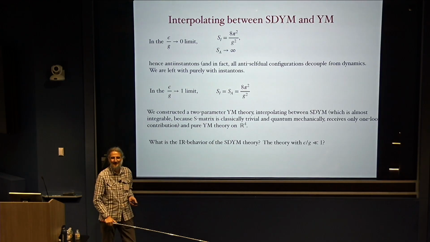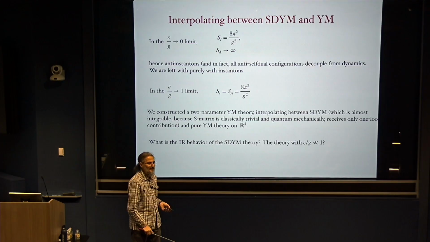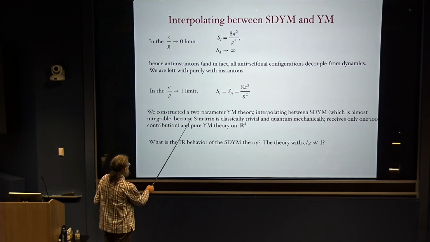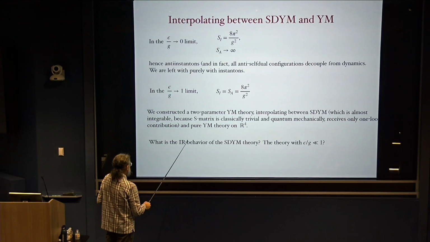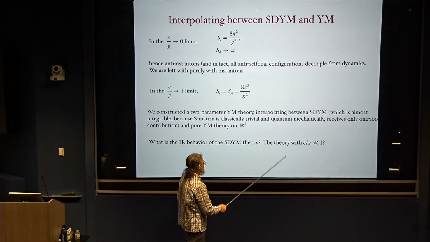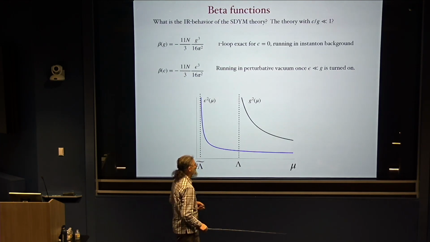And Bardeen claimed that this is related to some sort of anomaly. It's called integrability anomaly in the context of amplitudes. So it interpolates between this theory. You can ask, what is the IR behavior of this self-dual Yang-Mills theory? In particular, if you take epsilon over G to be much less than 1, we can maybe say something.